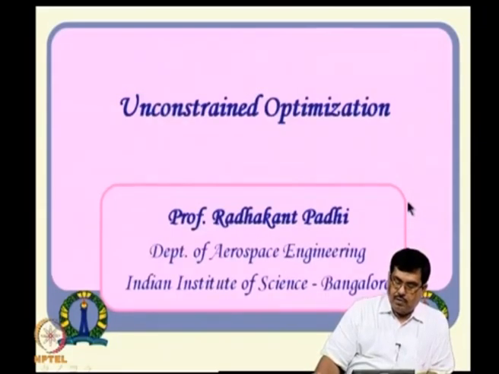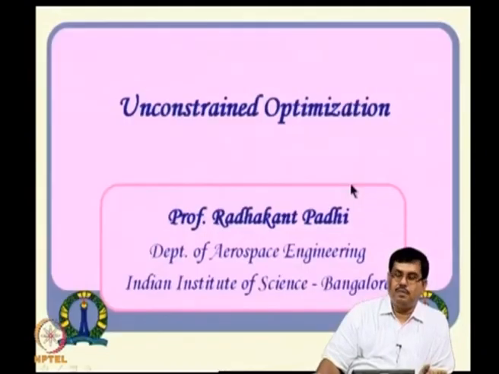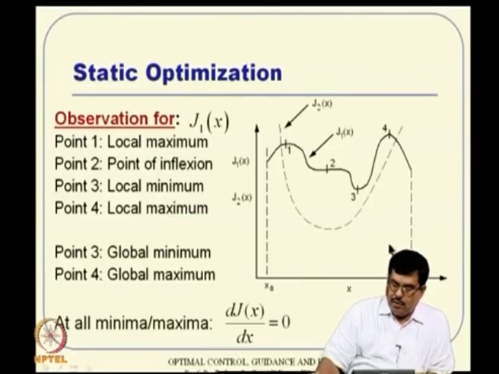First is unconstrained optimization, and the problem definition is very clear: you want to optimize some function of variables, but the variables are a combination of non-time varying quantities. They are not constrained by any constraint equation either. Before proceeding with the algebra and analysis, let us see a very simple straightforward idea first. Forget for a second this J2 dotted line; this plot was x versus some function J1, and J1 turns out to be this solid function.